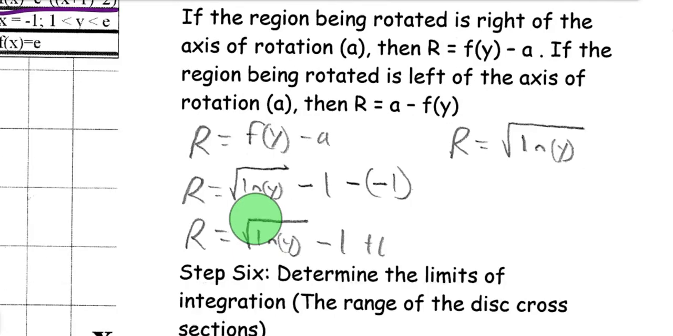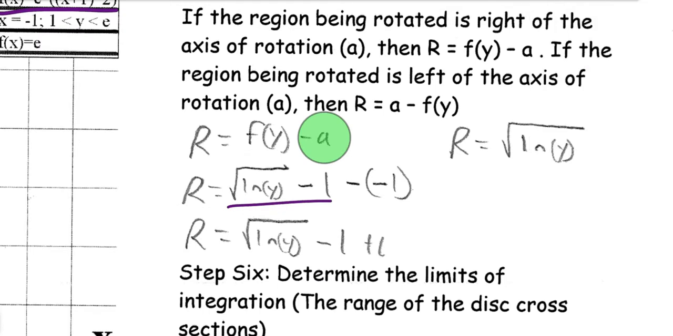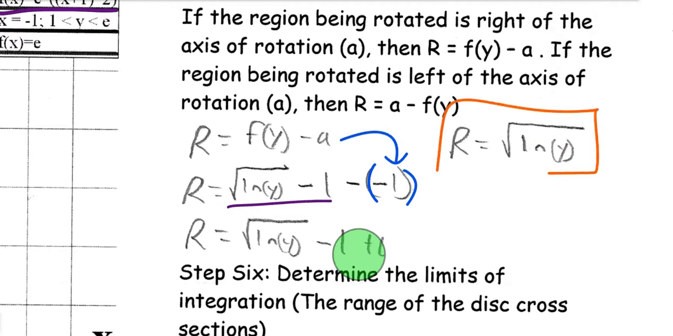So our right region, again, we already determined to be the square root of the natural log of y minus 1. We're going to be subtracting our left curve, or line in this case, of -1. So since we're subtracting -1, we want to put that in parentheses, so it's going to end up being the square root of natural log of y minus 1 plus 1, and therefore our radius is just going to be the square root of the natural log of y.